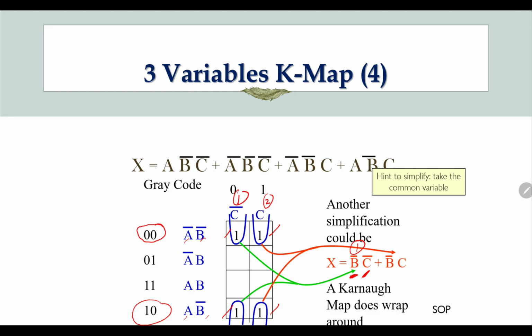For equation number 2, you compare between this one and this one as well. A changes state from 0 to 1. B is B bar, so you read B bar. C doesn't change state, C is only C, so you read C. So rather than this standard SOP, you go to the non-standard SOP simplification. You got this equation, which is X equals B bar C bar plus B bar C.